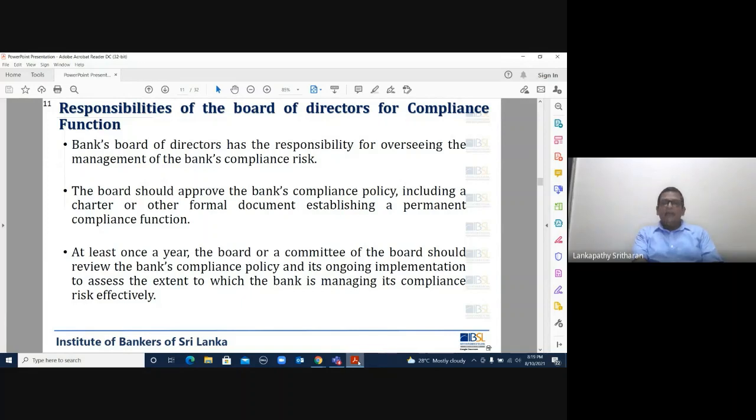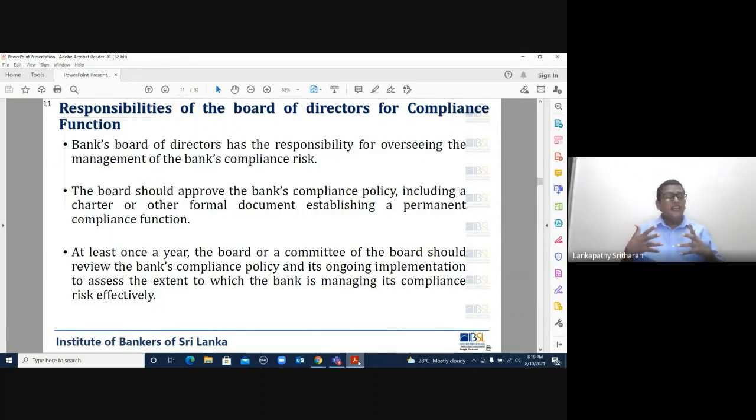So there may be a centralized compliance department, there may be a chief compliance officer and all, but the board of directors has the responsibility of overseeing the management. How can they oversee? Generally, they can formulate the policies and from time to time review the policies, and from time to time they can get reports from the compliance department or senior management, and they can discuss and review them.